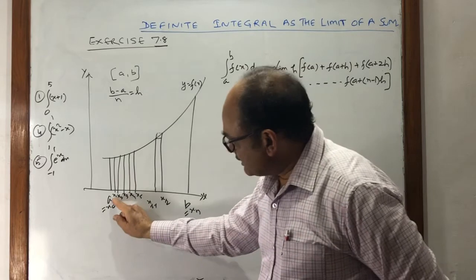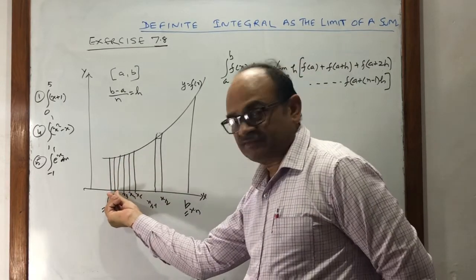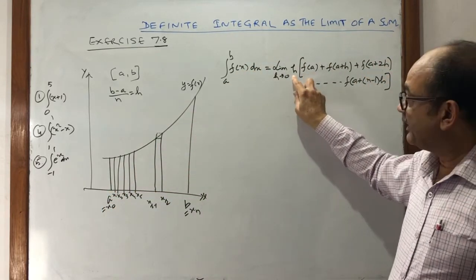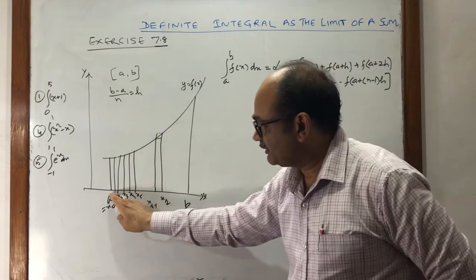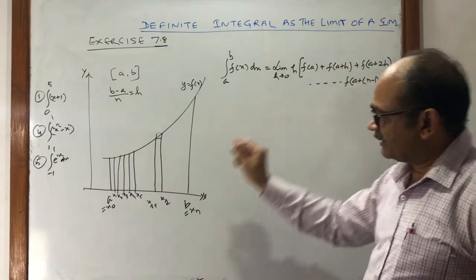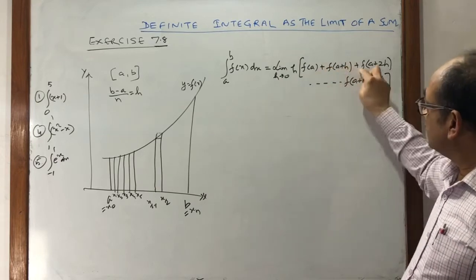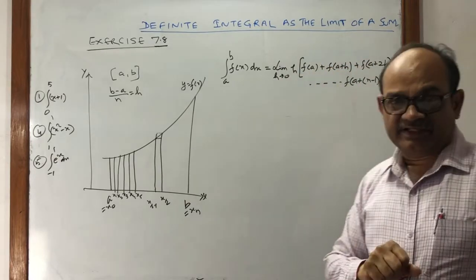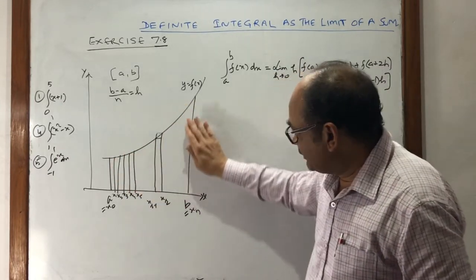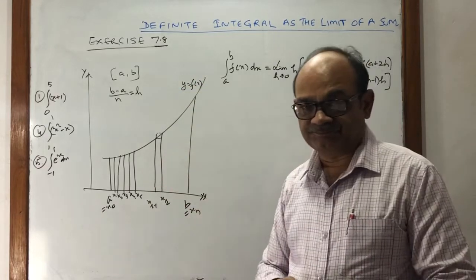It means what is the height for this one? Say f(x1). And what is the width of this one? h. So here the first area of the rectangle is h into f(a). Starting point and height f(a) and the width is h. The second rectangle, the area will be h into f(a plus h). Similarly the third, similarly the fourth and similarly the nth. If we combine all these, what are we getting? The area between a to b below the curve, bounded by the curve.